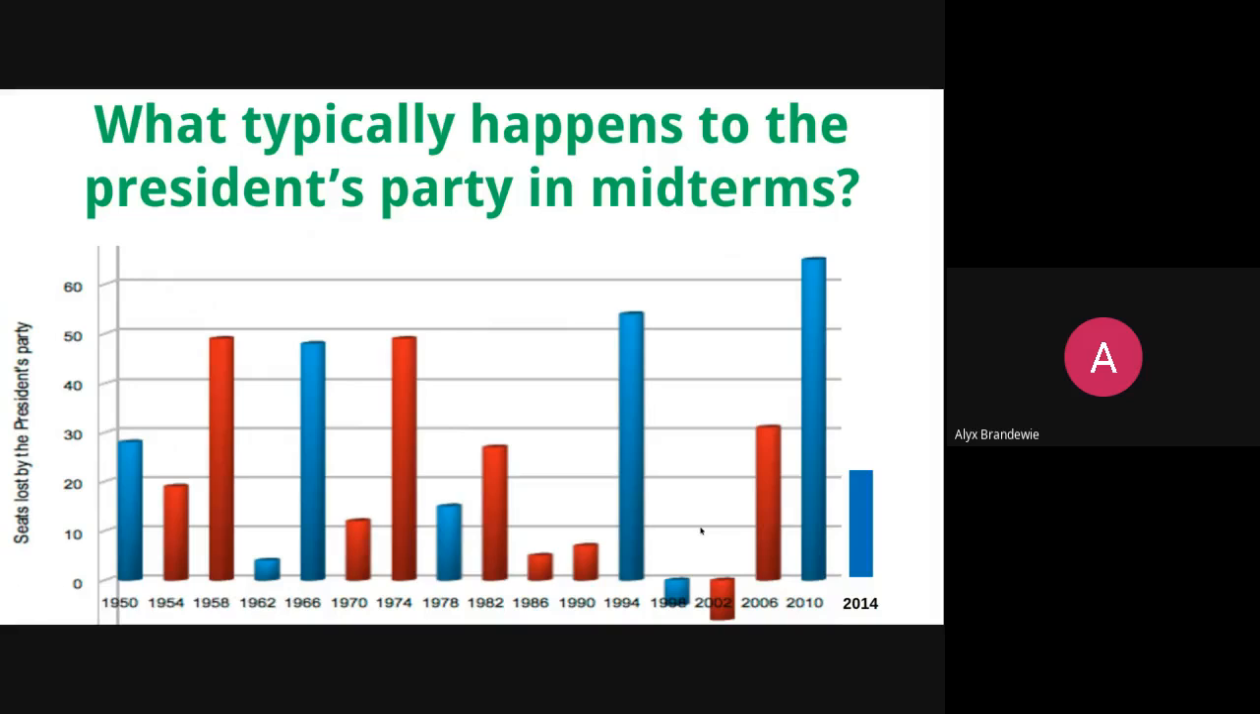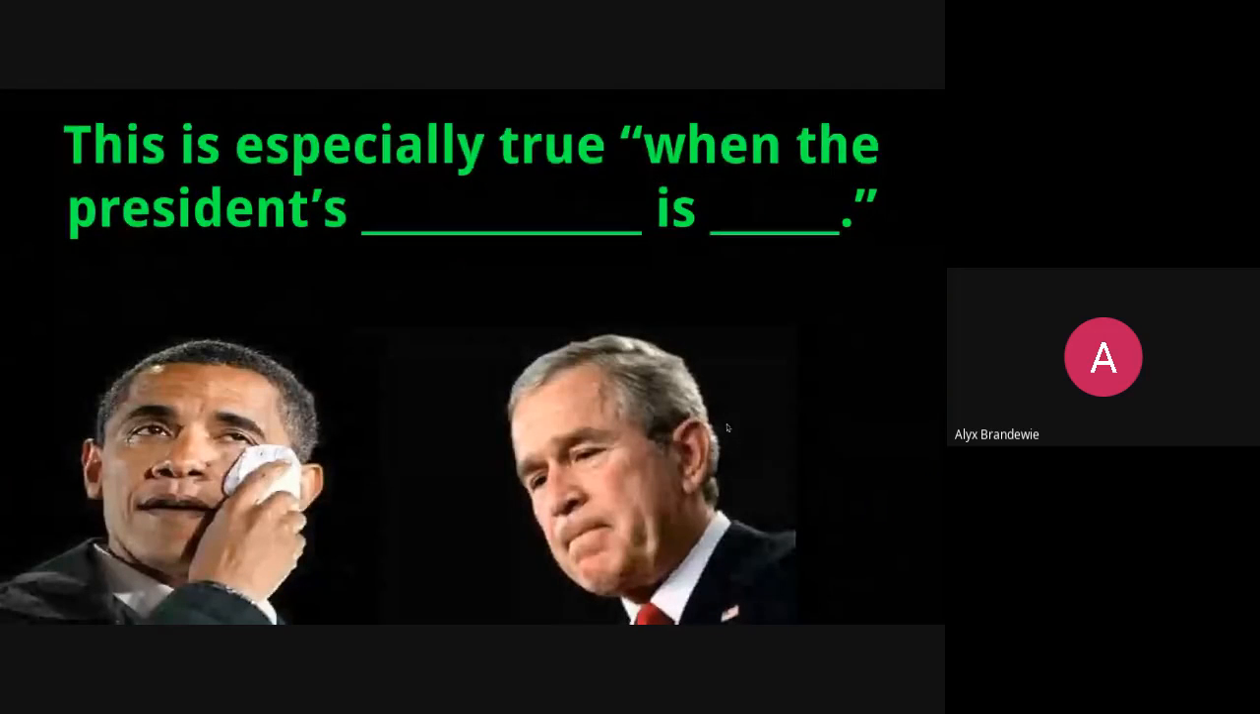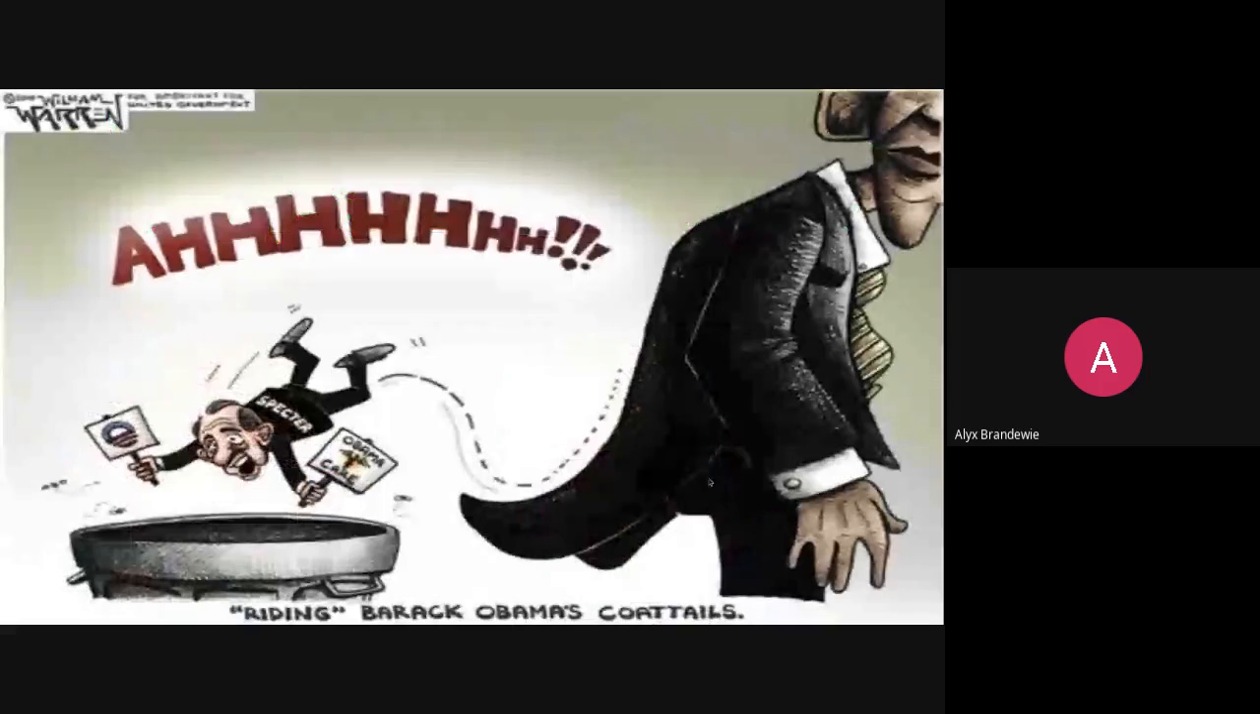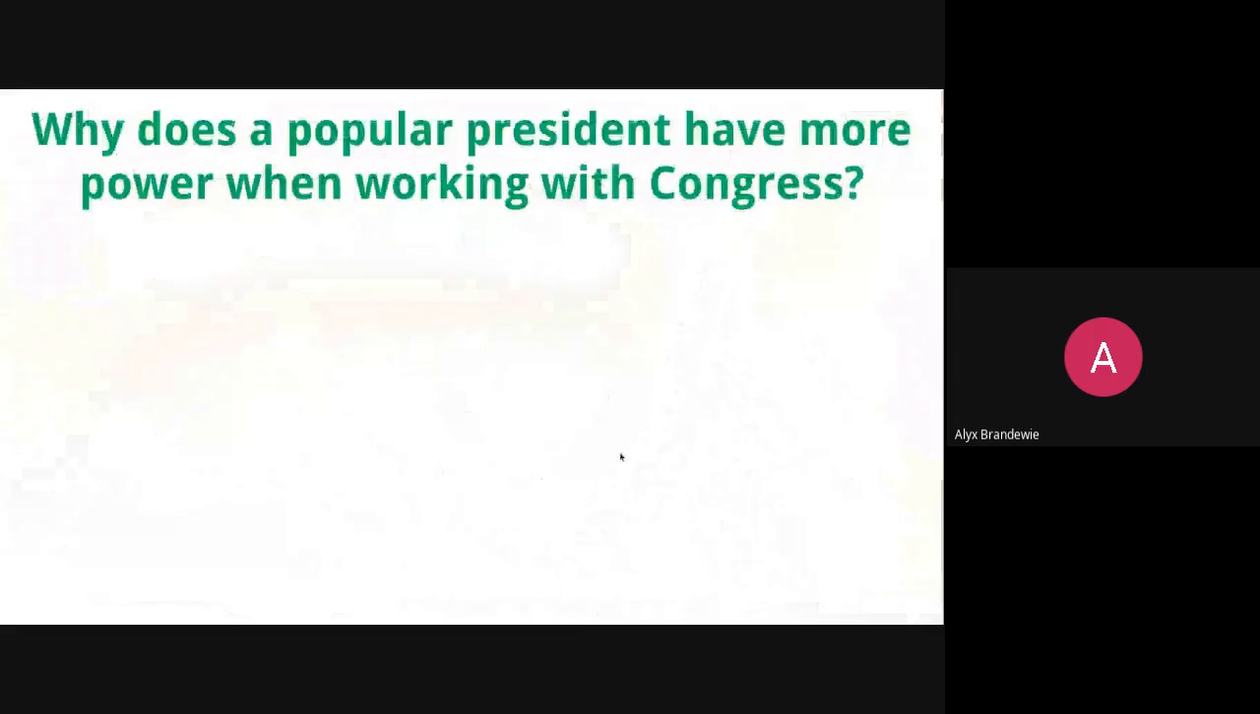But for the most part, the president's party loses seats in midterms. This is especially true if the president's approval rating is low, right? The lower the president's approval rating is, the more seats that the president's party tends to lose in a midterm election. So when the president's approval rating is low, you tend to see even worse results in that midterm election. Arlen Specter is a famous example of somebody that rode President Obama's coattails and lost his seat as a result.